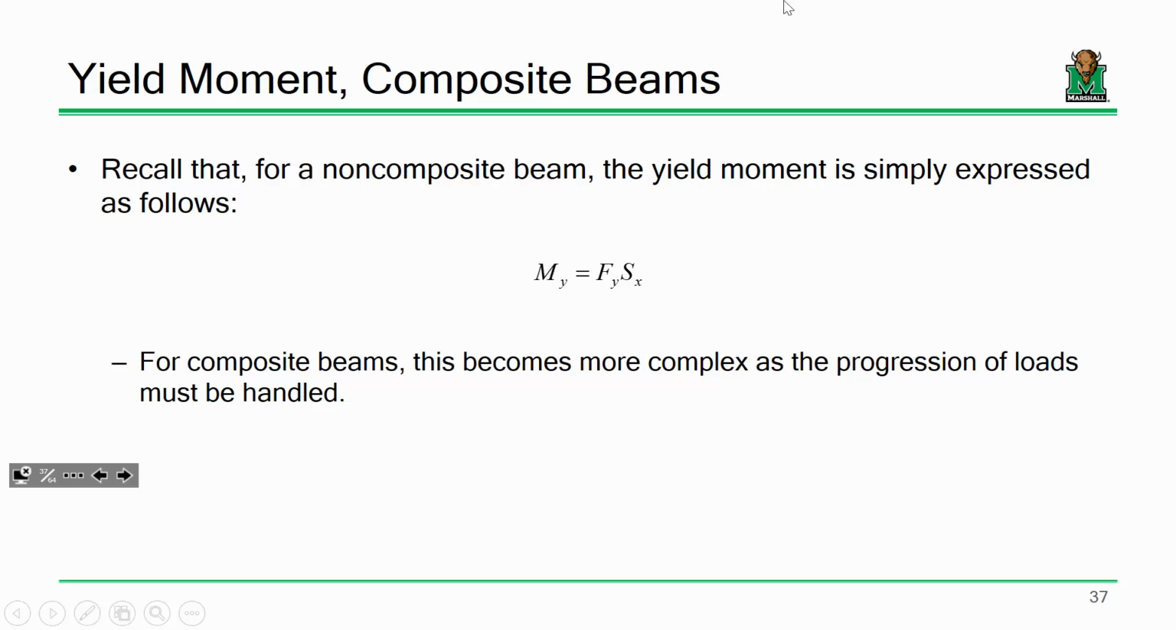I want to talk about the yield moment, okay? Now, if you remember for a non-composite beam, it was just this, right? It was Fy times Zx. That is not the case for a composite beam. This becomes a little more complicated because of the progression of loads.